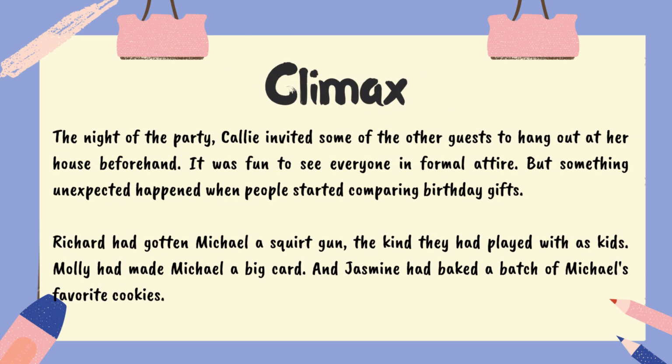The fourth and the fifth paragraphs are the climax of the story, because here, Kelly was inviting her friends to come to her house beforehand, and at that time, Kelly found out something unexpected. Kelly knew what presents her friends were giving to Michael, and all of them were really different from what Kelly was going to give. This point is the highest intensity of the story.